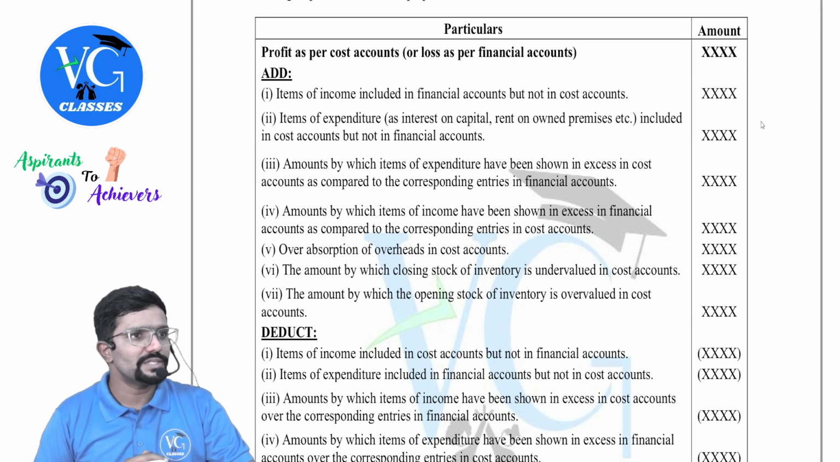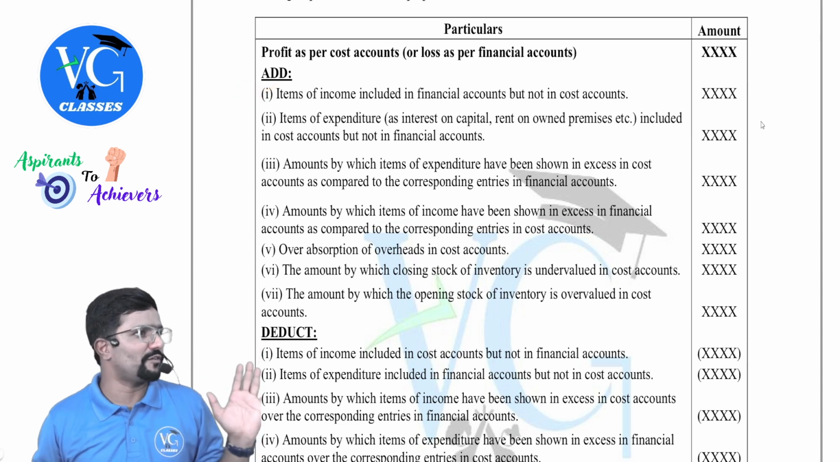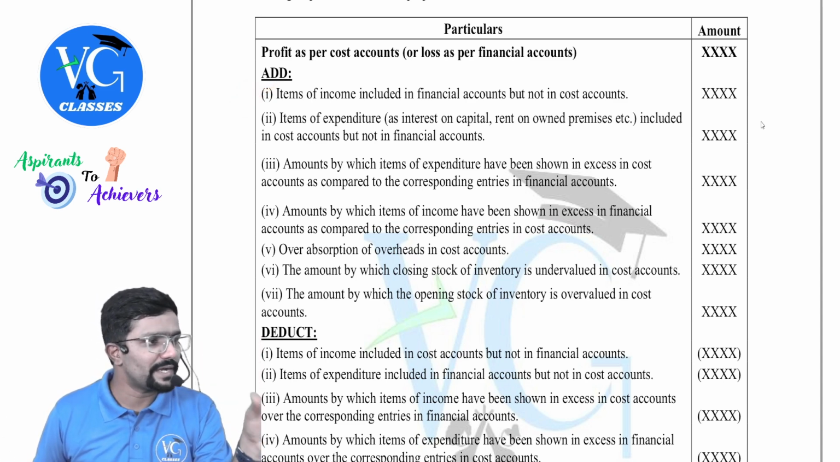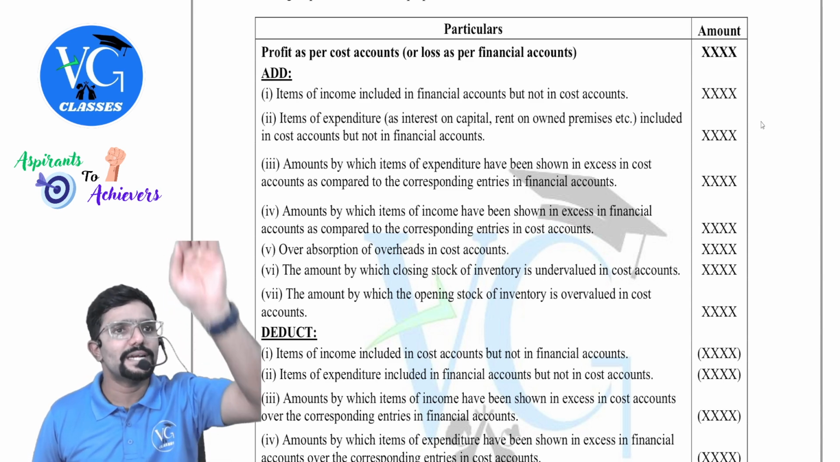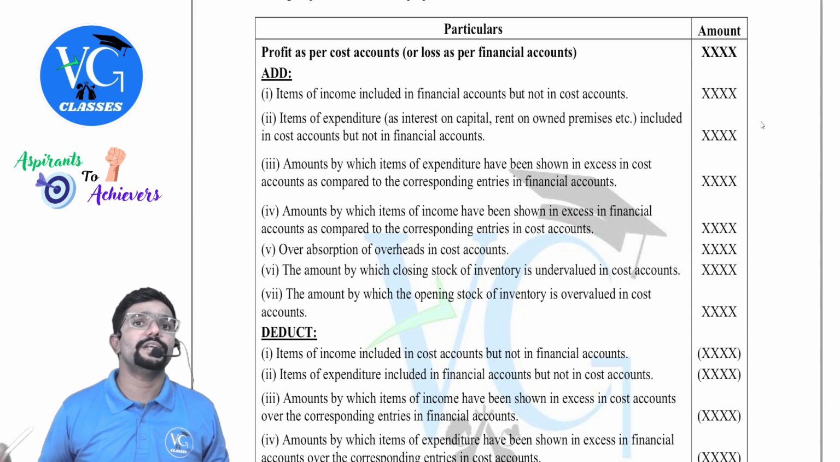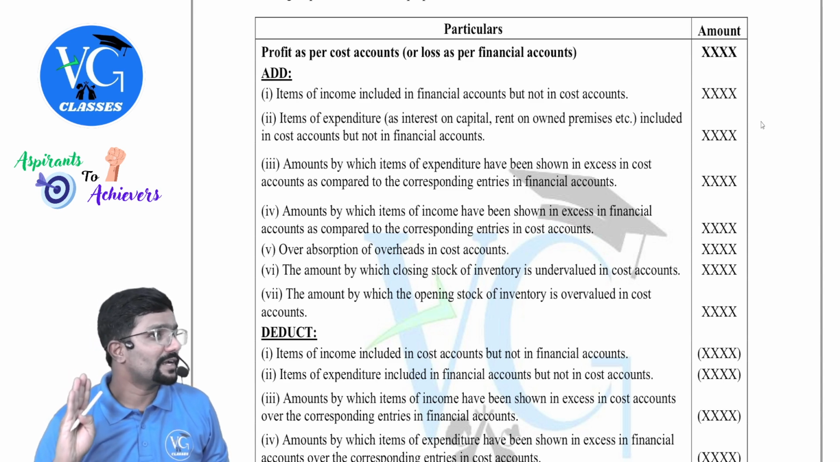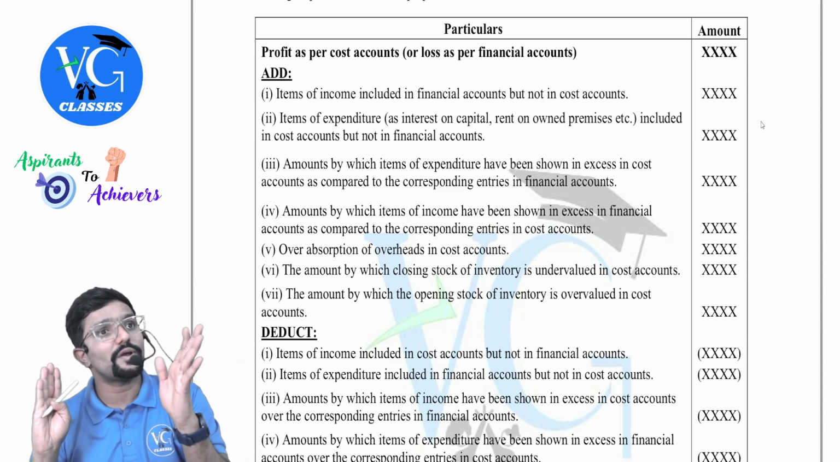Guys, if it is a loss, what you do is simple. Decide whether to add or deduct from the profit point of view. Because of this item, my profit has increased or decreased, and accordingly decide whether to add or deduct. Never analyze from the loss point of view. It will confuse you. Analyze from the profit point of view.